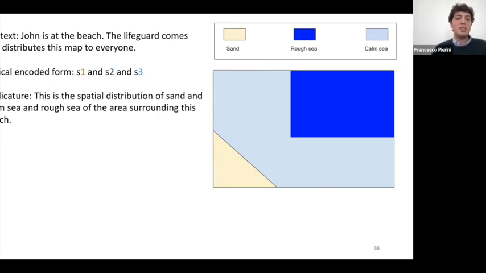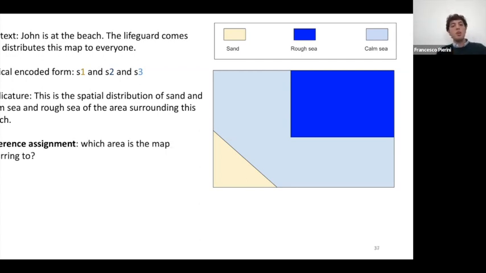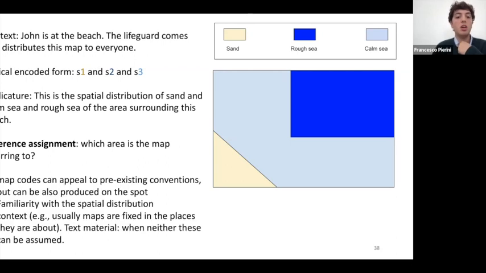So the explicature of this map would be that this is the spatial distribution of sand and calm sea and rough sea of the surrounding area of the beach where John is at. So we perform a reference assignment, which is: which area is this map referring to? And this reference assignment is performed using contextual cues. But we can also appeal to pre-existing conventions.